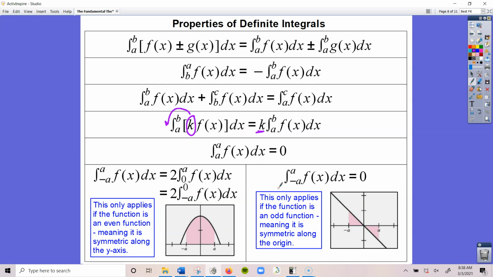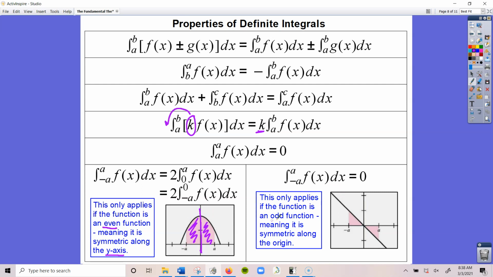Now, these two apply for even and odd functions. This first property is for an even function, meaning that it is symmetric along the y-axis. If it is symmetric along the y-axis and you are integrating from negative a to a, the area on the left side of the y-axis is the same as the area on the right side. So you can either write this as double the area from 0 to a, or double the area from negative a to 0. So if you're told that f of x is an even function and you only know the value from 0 to some number, then you can just double it in order to get the entire area.